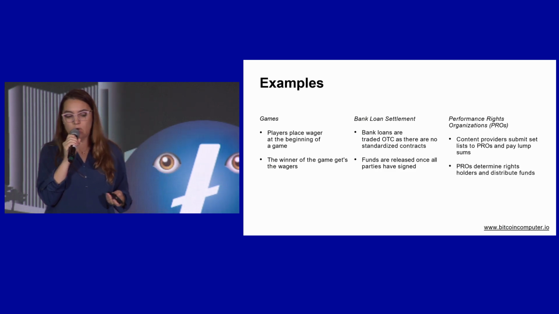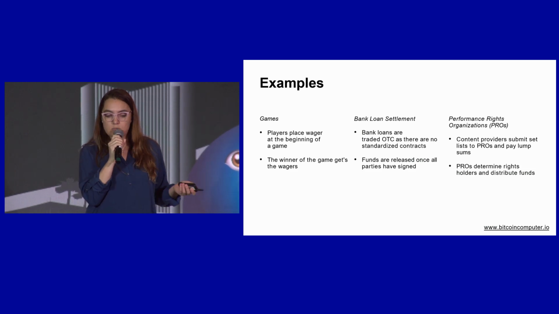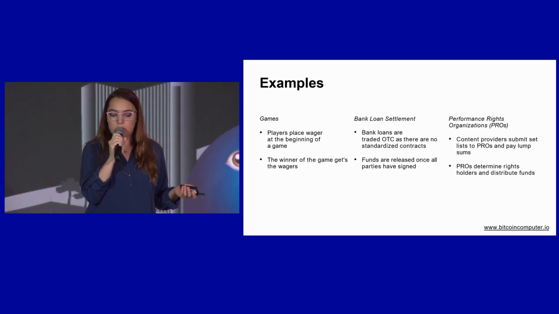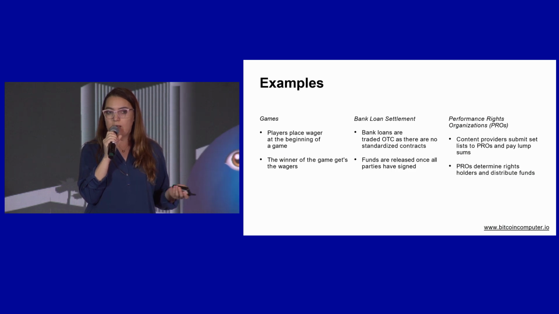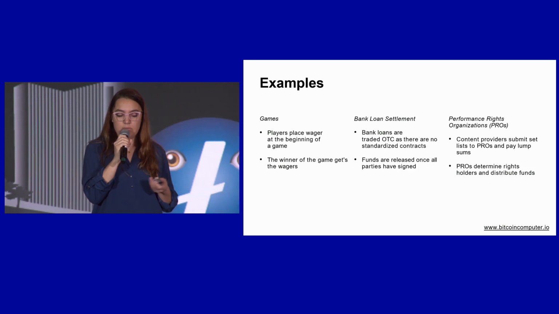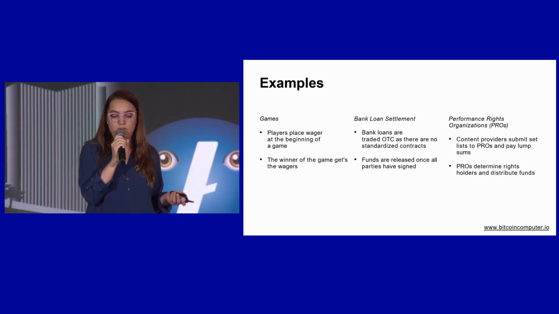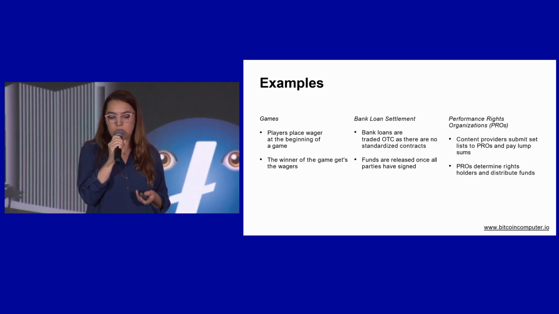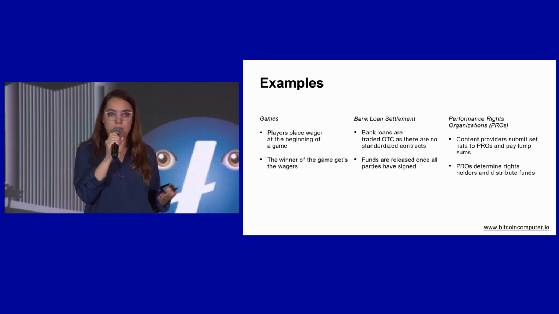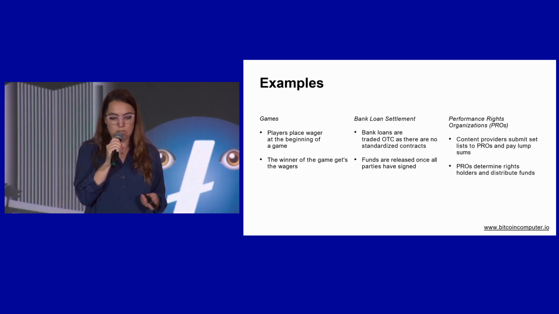And another example of a vault can be performance rights organizations and how this works. These organizations know and determine the rights of the artists, which rights they have, and the percentage of the rights of an artwork. And so a content provider, like for example Spotify, submits lists of the play recordings of these artists to these organizations, which in general are distributed around different countries. And these organizations calculate, with a big amount of big data, who holds the rights and then distribute these funds.